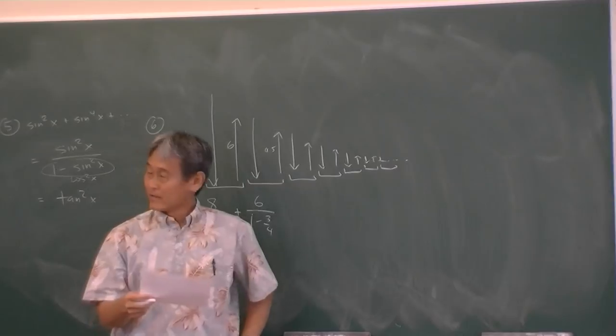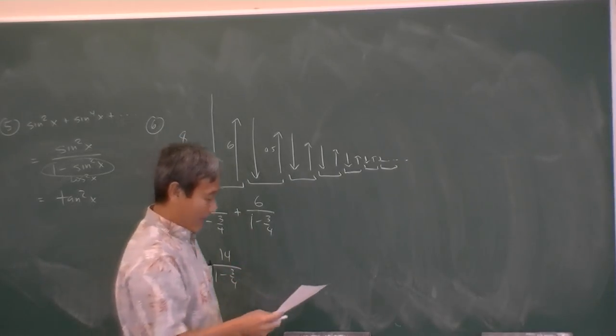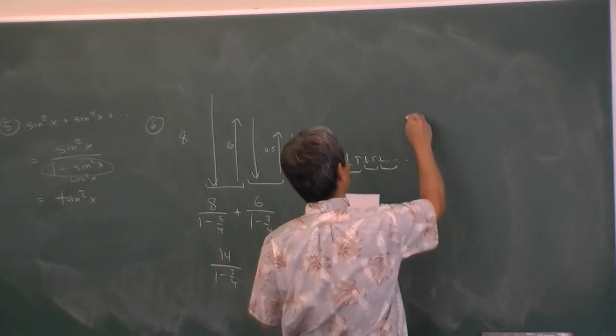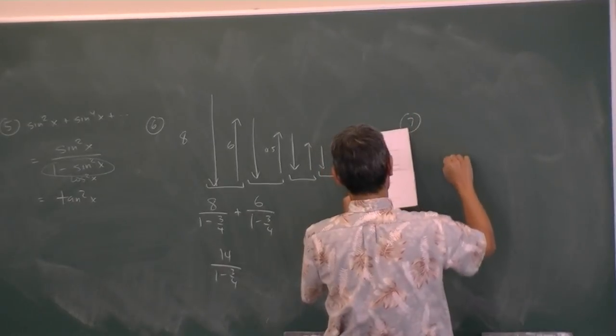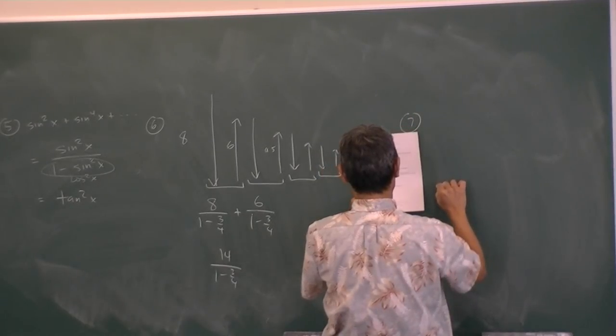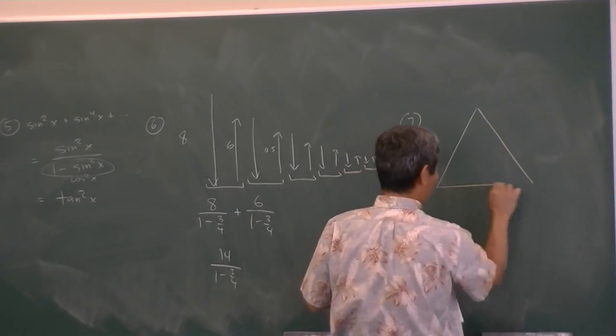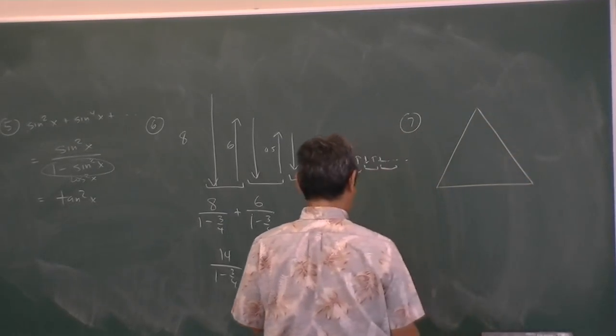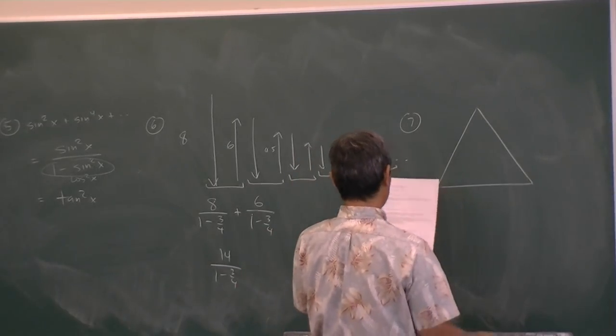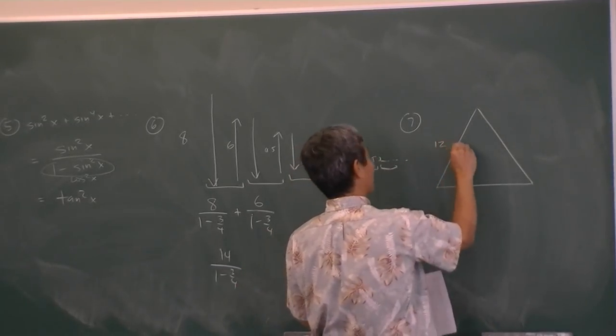Okay, now number 7, I am only going to do one. Either the area or the perimeter, I'm not going to do both. Do not insult my intelligence. Pick one. Okay, first of all, you got to actually read the problem, which period 6, a lot of them didn't do. You start with an equilateral triangle and the first side has a length of 12.